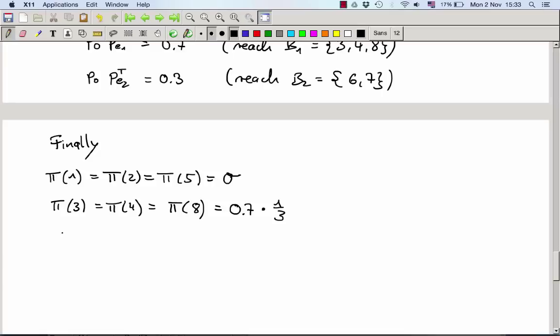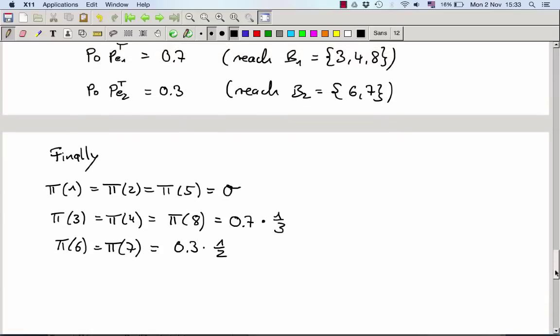And finally for pi 6 and pi 7, it must be 0.3 of reaching the second BSCC, multiplied with a half for the equilibrium probability of the states of that BSCC considered in isolation. And this is the final result.